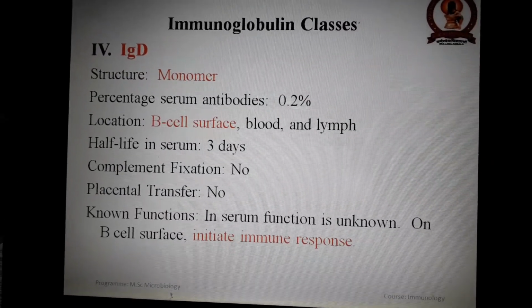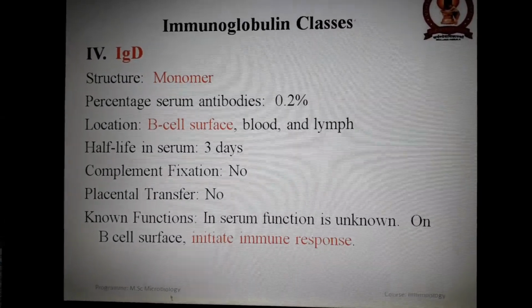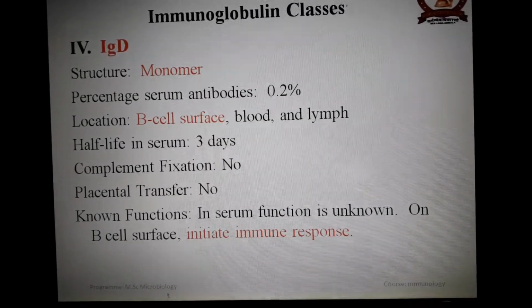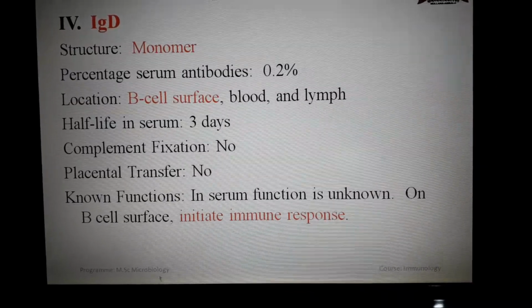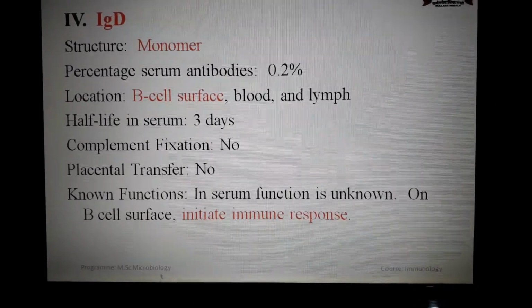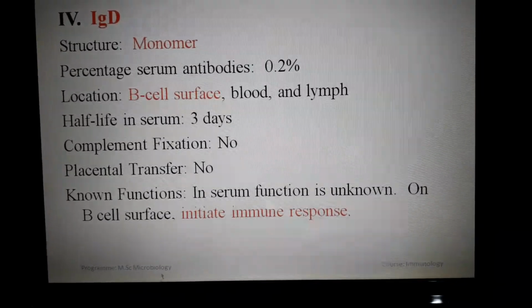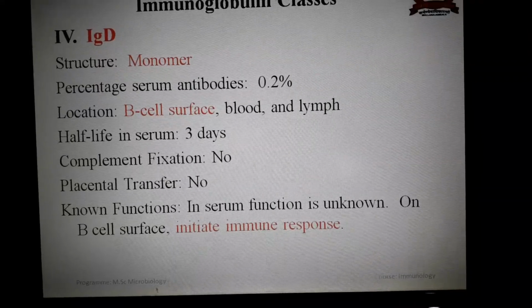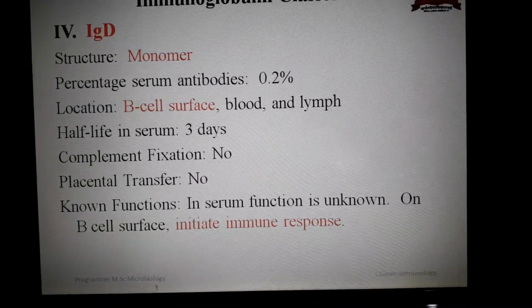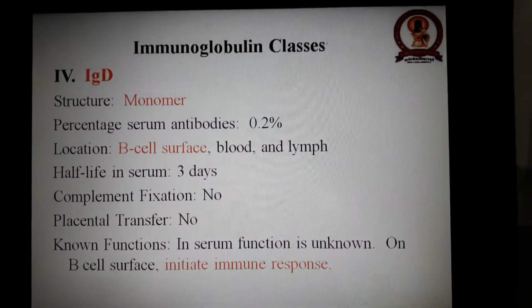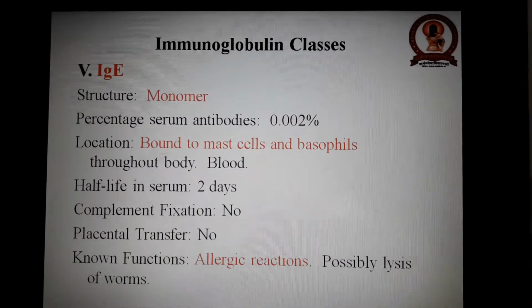Its half-life in the serum is 3 days only. It does not fix the complement, it does not cross the placenta, and its function in serum is unknown, but on the B cell surface it initiates the immune response. So this is the main function: when the B cells are responsible for the immune response, IgD also plays an important role behind that B cell activation.